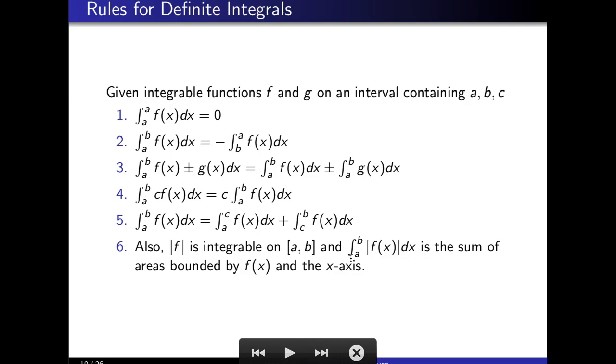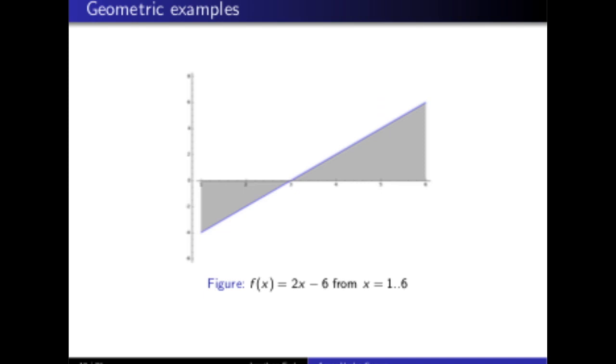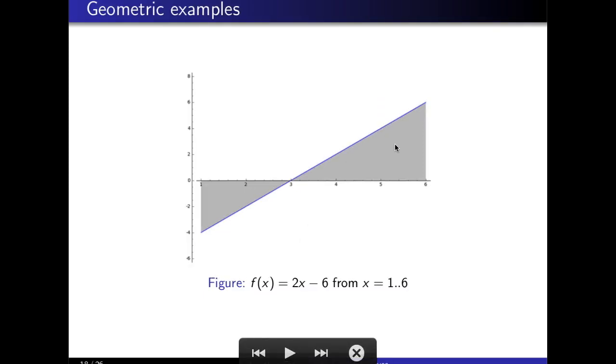The sixth one I include more for completeness. It just says if the absolute value of your function is integrable, then the definite integral from a to b of the absolute value is just going to be the total area. So for something like this, it would give you the area of this one plus the positive area of that one.